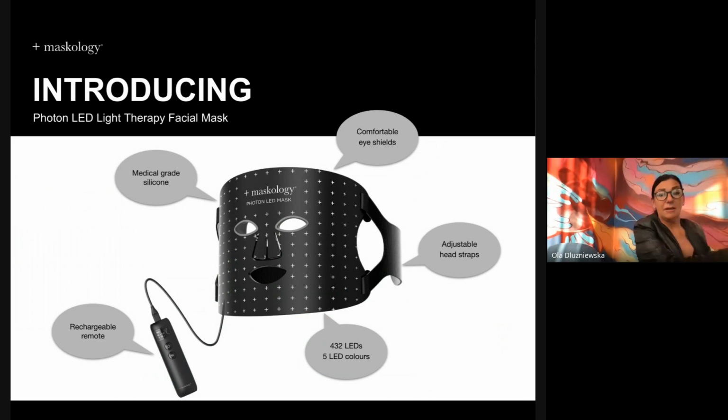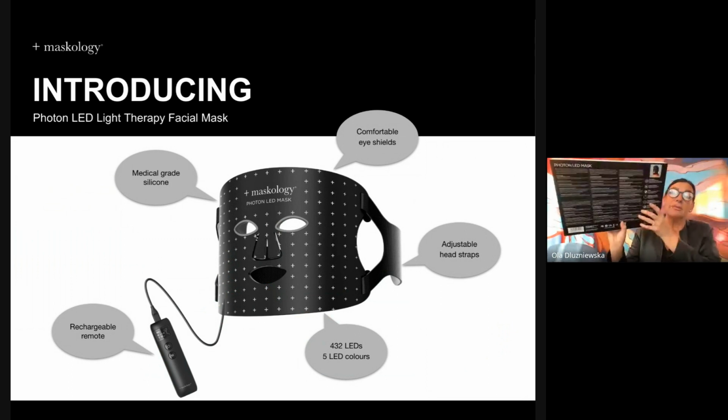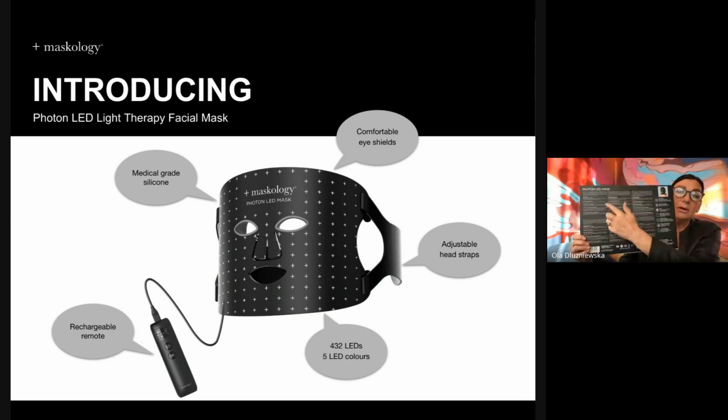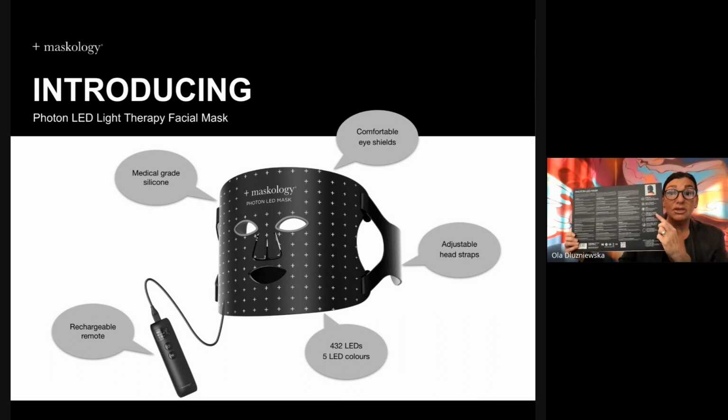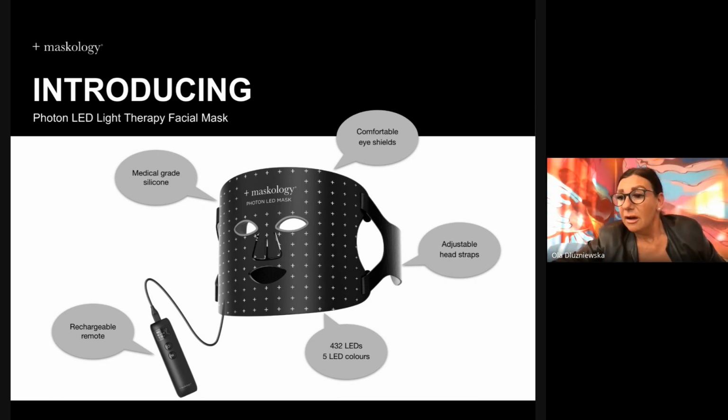So the mask comes in a box like so. It will give you a complete overview of what the light therapies do initially. It will also tell you what's in the box at the bottom there. So let's have a closer look. I have an able assistant here that's passing me things as we speak. So the mask itself is medical grade silicone.